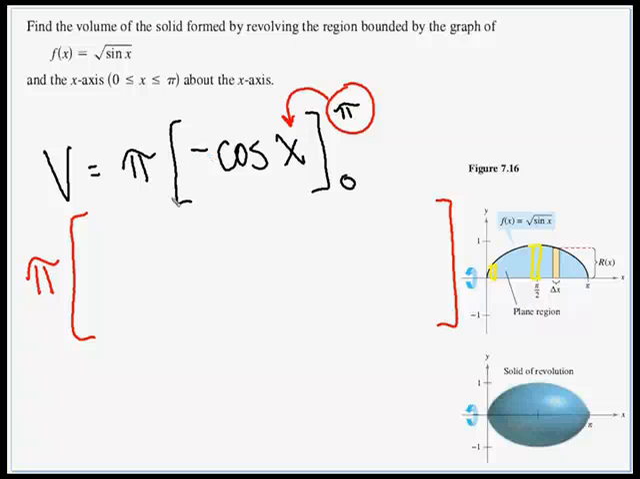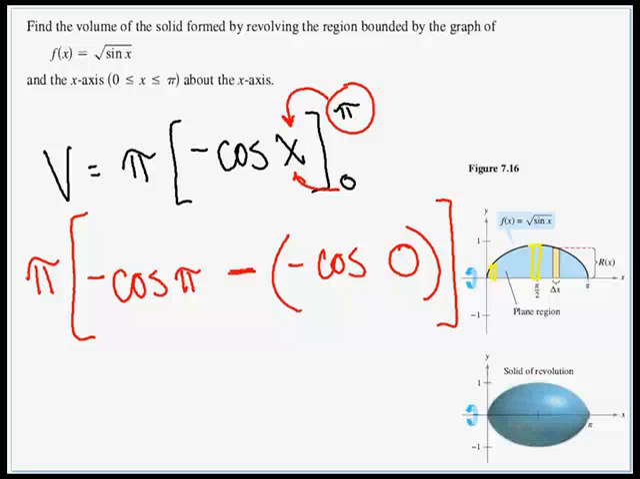So we're going to start out here with negative cosine of pi, and then subtract our lower limit. When we plug the 0 in, we get negative cos of 0. So we'll work in the brackets here, and then we'll multiply by pi at the end.